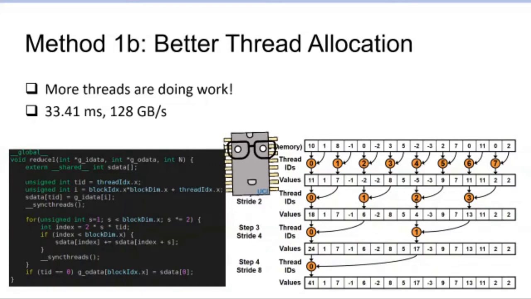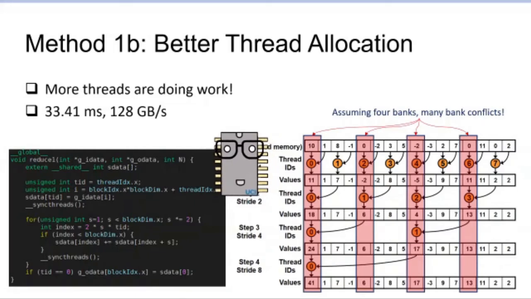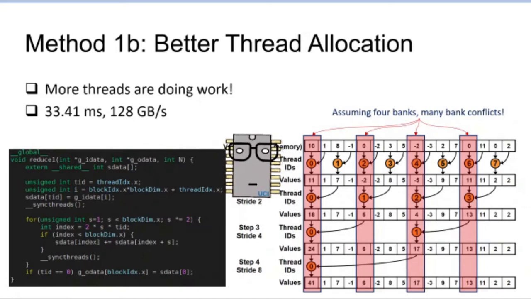One thing that can immediately stand out is that at every iteration, because stride increases in powers of two, and the number of banks in the shared memory bank architecture is typically a power of two. For example, I think there are 32 banks in a modern CUDA architecture. And because the strides also increase in powers of two, there are pretty much always bank conflicts.